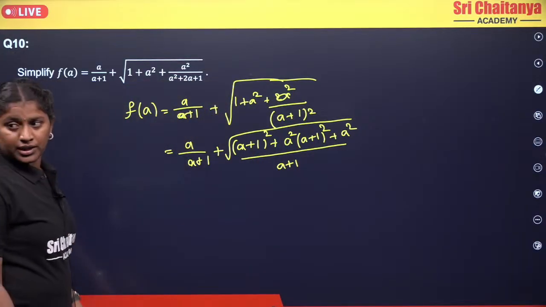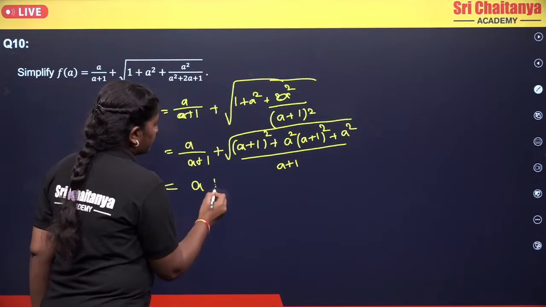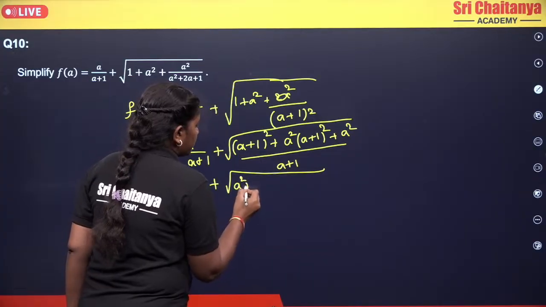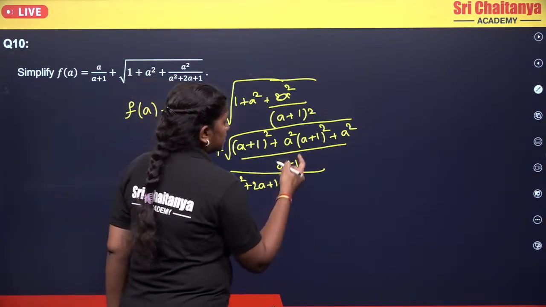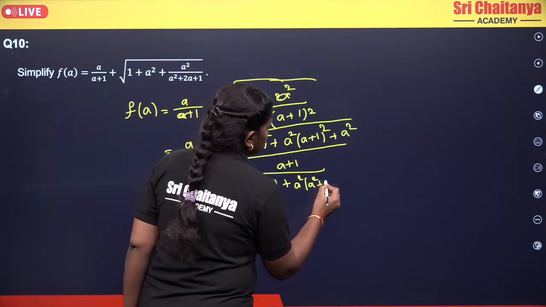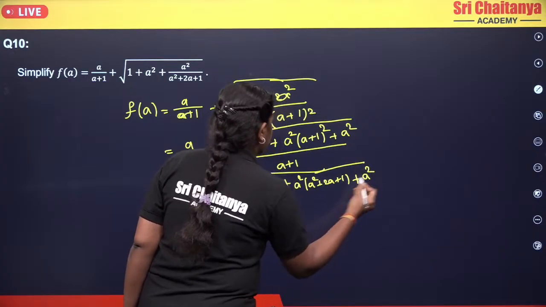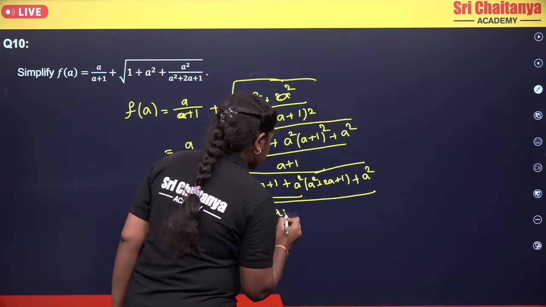So now moving to the next. Yes, moving to the next, it will be a plus root of, just expand it. So a square plus 2a plus 1, plus, if you expand it here, a square into a square plus 2a plus 1, plus a square, whole divided by a plus 1.